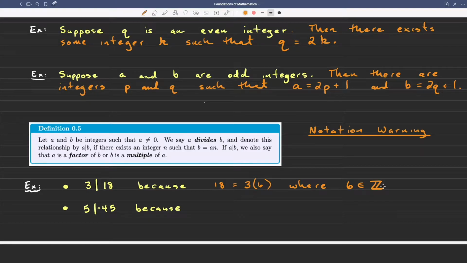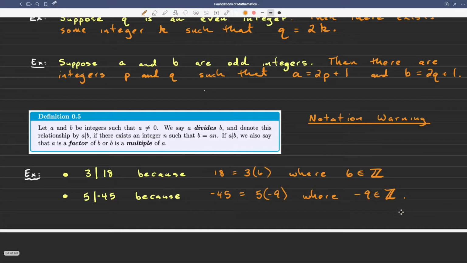The only thing we can't do is have the thing we're dividing by be 0. But we can have negative numbers. So 5 divides negative 45 because I can write negative 45 is equal to 5 times negative 9. And we know negative 9 is an integer.